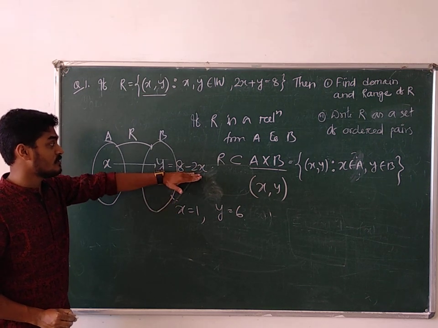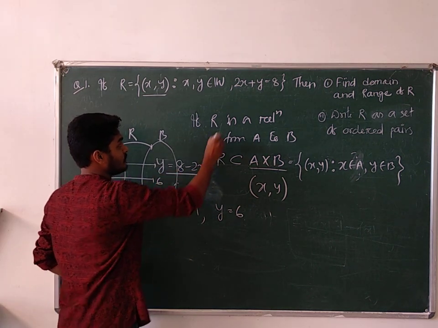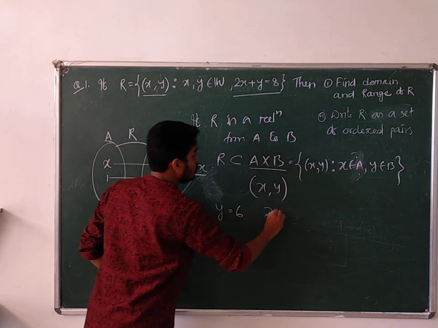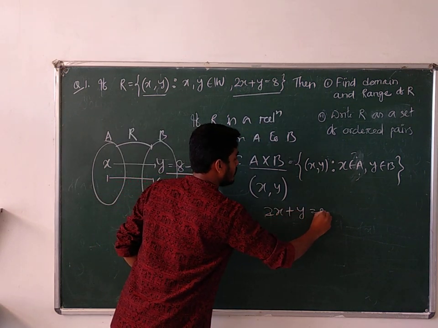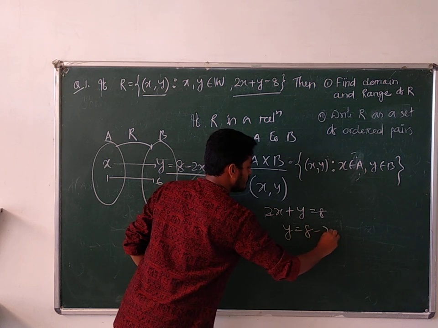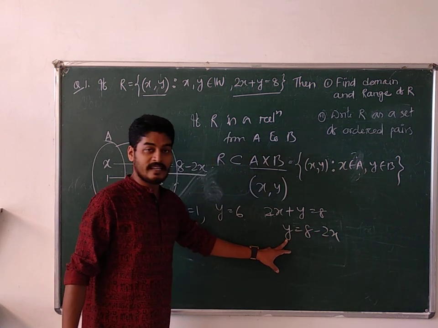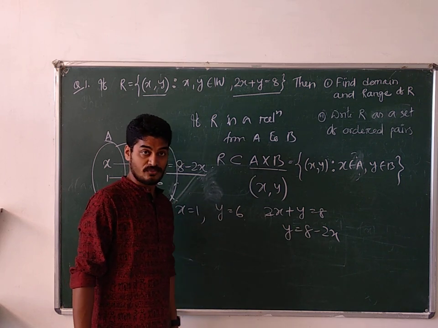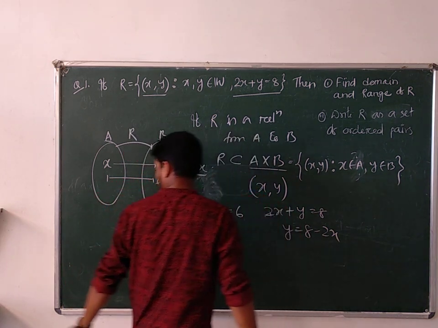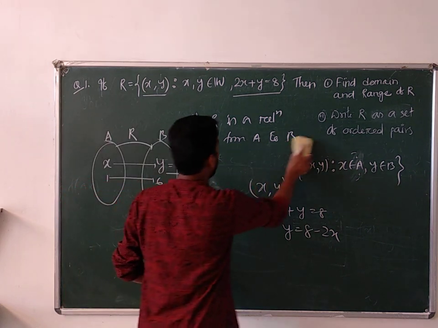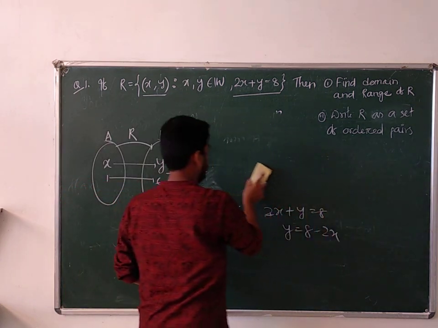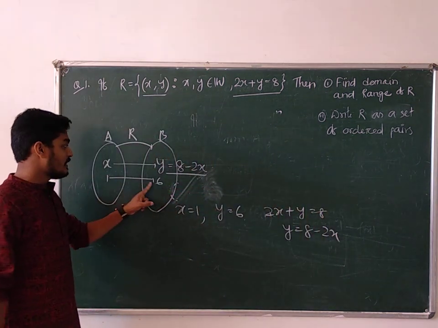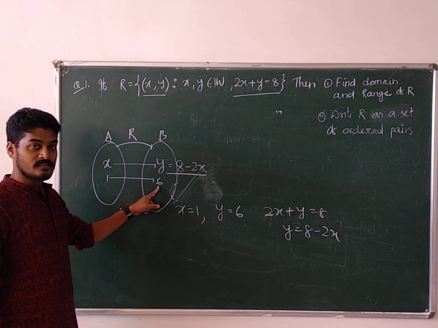Where have you got this condition from? Yes, this is the condition. 2X plus Y is equal to 8 means Y is equal to 8 minus 2X. That means Y is expressed in terms of X. Okay, so I think you have got it. So 1 is related with 6.